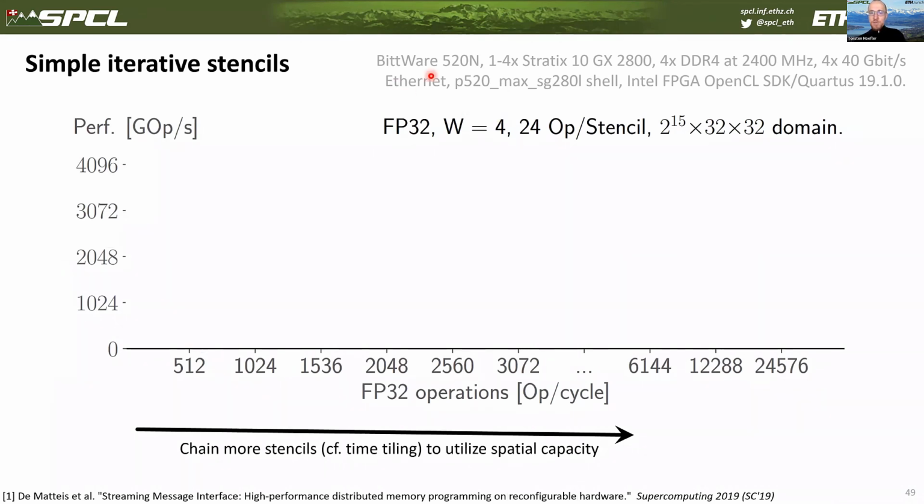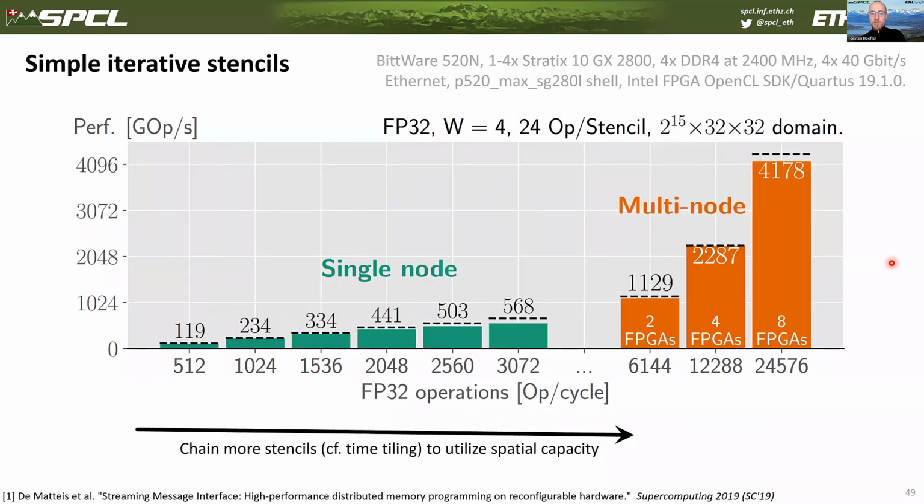So we have this Bitware 520N. It's a Stratix 10 device. It has 4 Ethernet ports with 4DG each. And with a single node performance, as we ramp up the pipeline, so we are using more and more resources here until we fill essentially the whole chip. That's the performance we get for one chip.